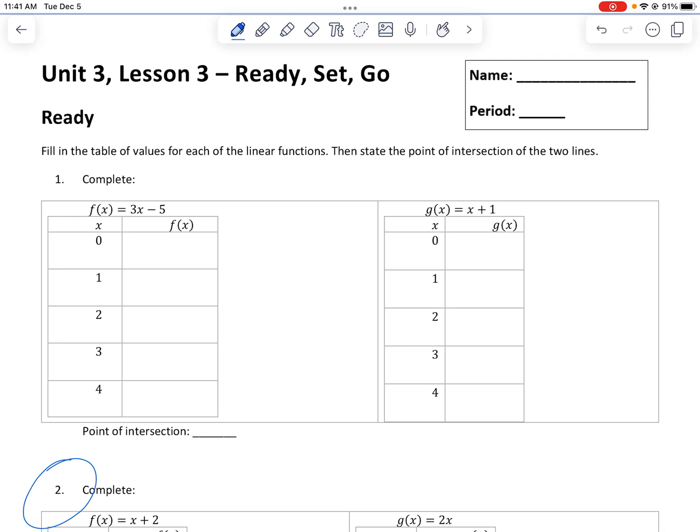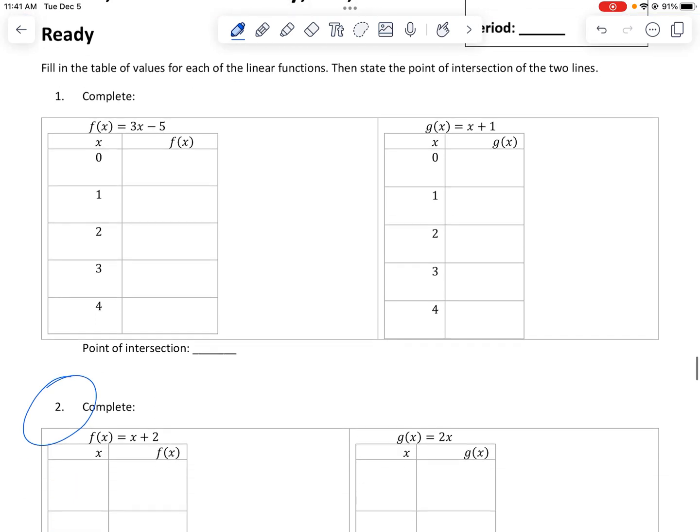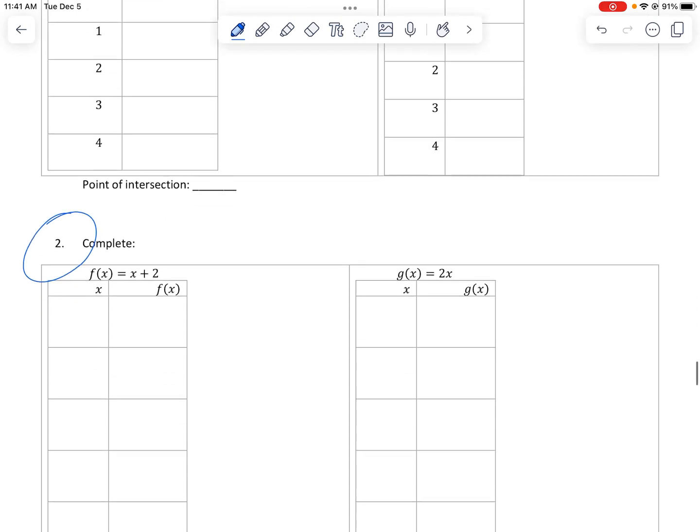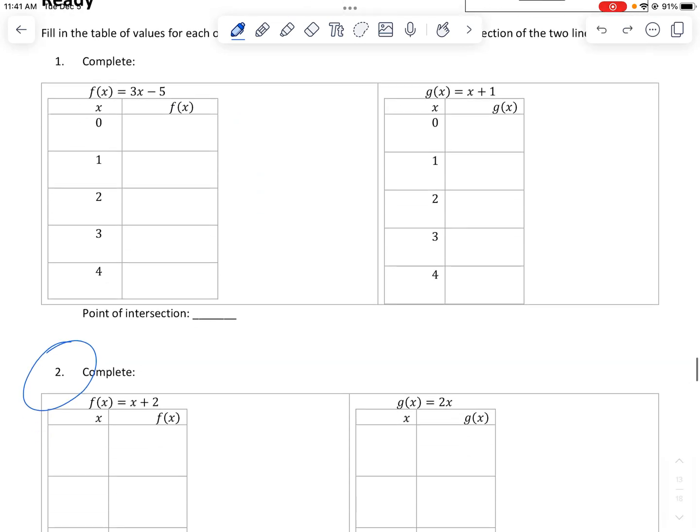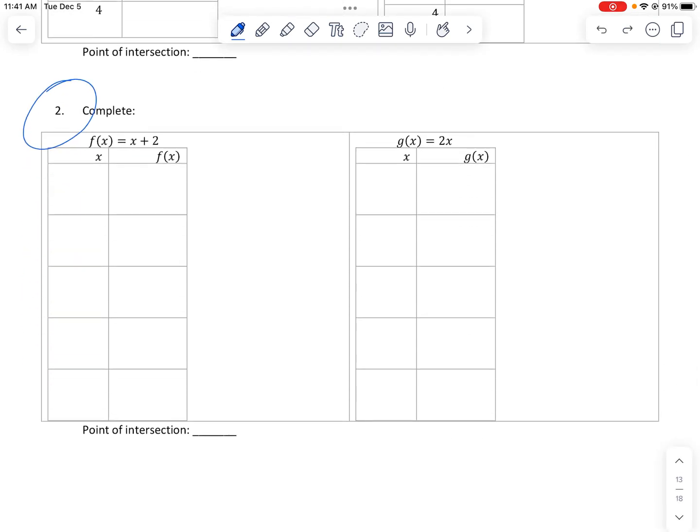So in the first section of the Raise section, it gives you a couple of functions, and you need to find the point at which these two functions meet, the two lines meet. It gives you a table, and you fill them in. So we're going to use number 2 as our example here.